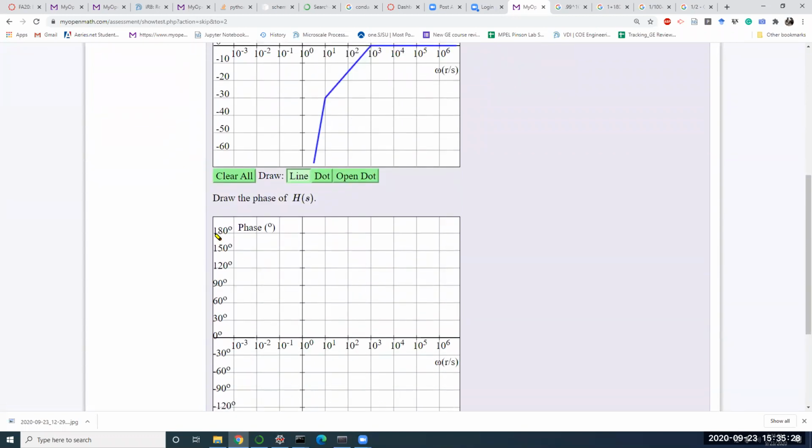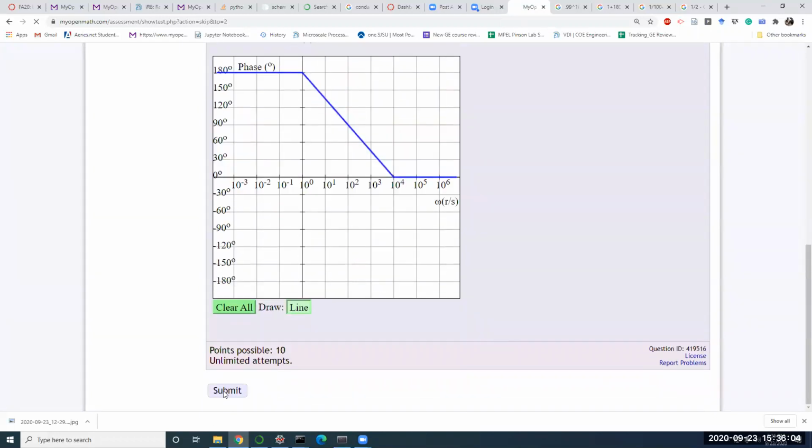Now it's second order, high pass. I start at 180. The first cutoff frequency is 10, so it's going to stay 180 until a tenth of that. And actually, the way the asymptotic on this one works is because the poles are exactly 2 orders of magnitude apart, I can actually just draw it right here, okay? And then submit.